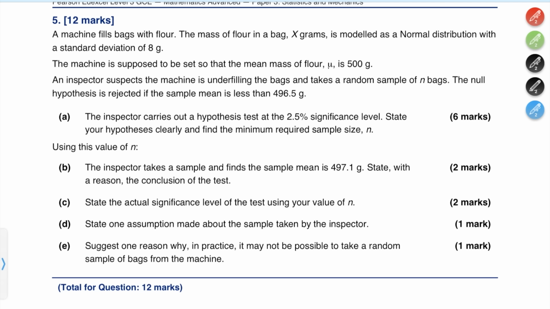So I can see here we've got a hypothesis test now. Standard deviation 8, and they've given it as x, and it's supposed to be set that mu is 500. It suspects that it's underfilling the bags, so that gives us a hint as to what our hypothesis is going to be. And the null hypothesis is rejected if the sample mean is less than 496.5. The inspector carries out a hypothesis test at the 2.5% significance level. State your hypotheses clearly and find the minimum required sample size n.